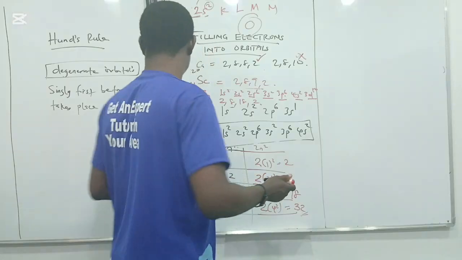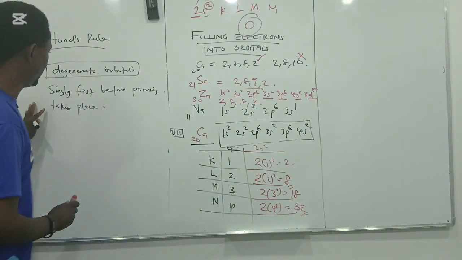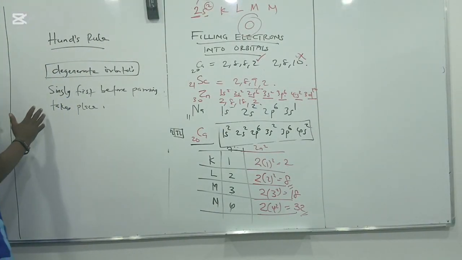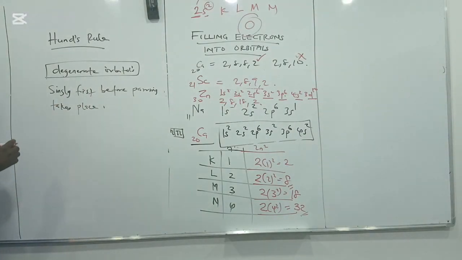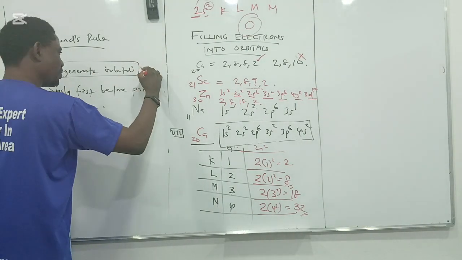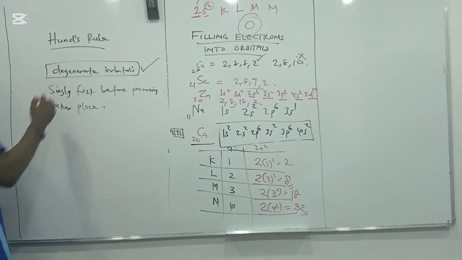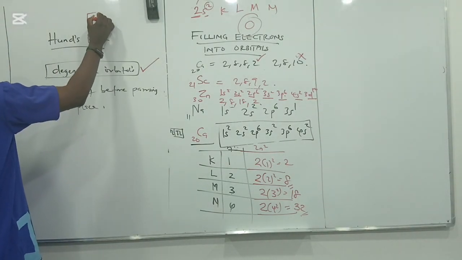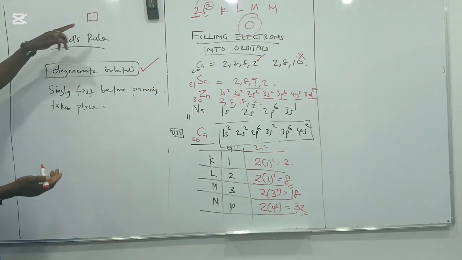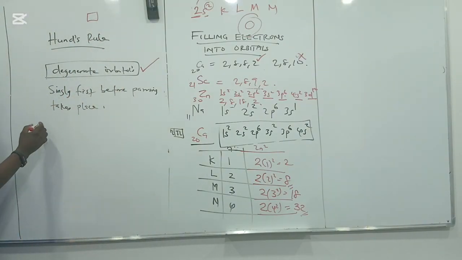All right, so we fill singly first before we pair them up, and let's see exactly how we're going to do that. I want you to pay attention. If you are filling electrons into orbitals, we fill singly first before pairing takes place, and that has to do with degenerate orbitals. That means Hund's rule may not apply in s orbitals because there is only one orbital. Let me show you what I mean.